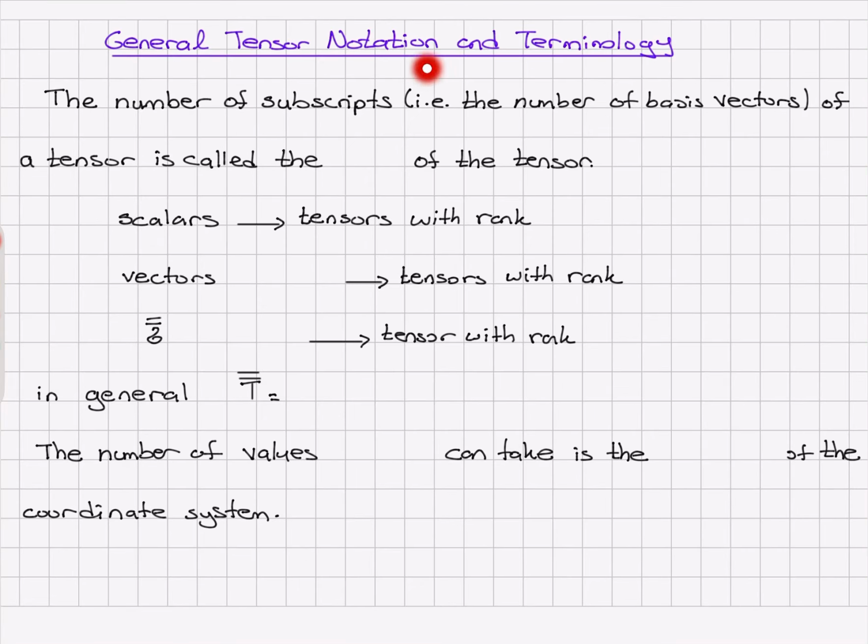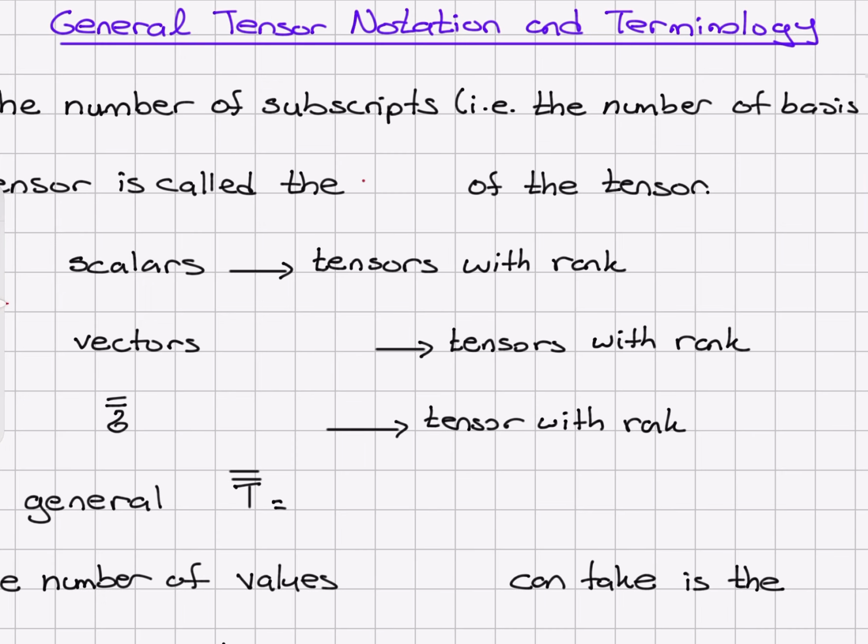General tensor notation and terminology. The number of subscripts, that is the number of basis vectors of a tensor, is called the rank of the tensor. The number of subscripts that we use. For example, a scalar has no basis vectors to describe it, so it's a tensor with rank 0.